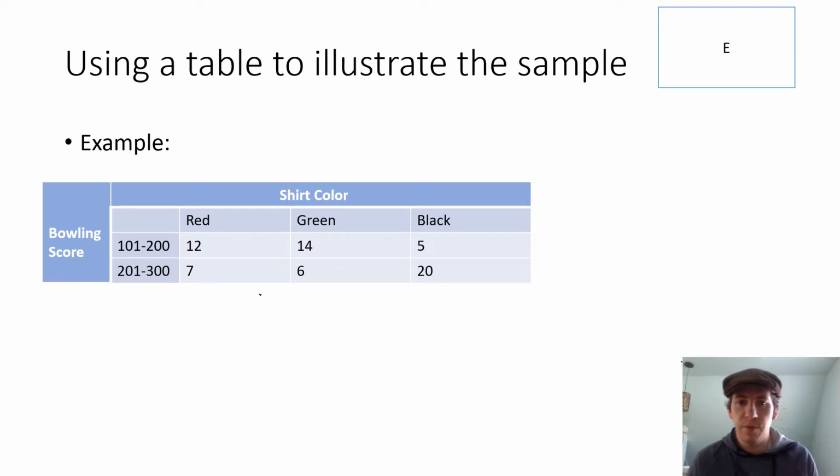Now, strangely enough, and this is completely made up data, by the way, you might not think that the shirt color should have any indication in your bowling score. However, if you're looking at this table, what you might notice is that there are a lot of people getting a higher score if they're wearing black shirts versus the other colors. And so maybe this association will show up when we try to test this hypothesis.